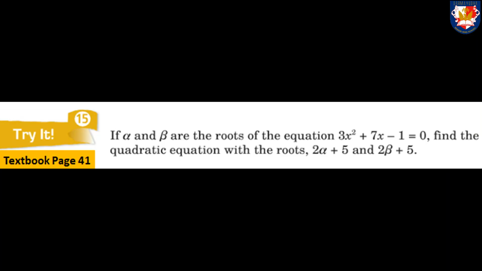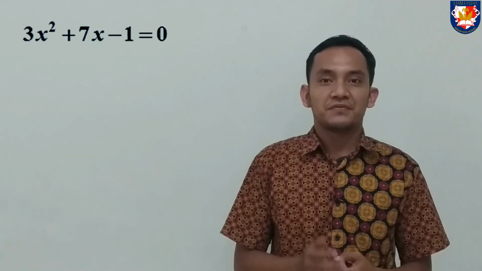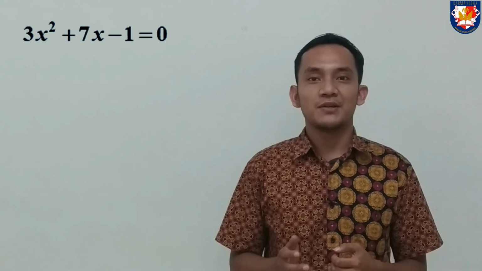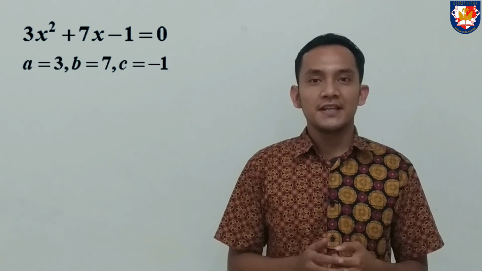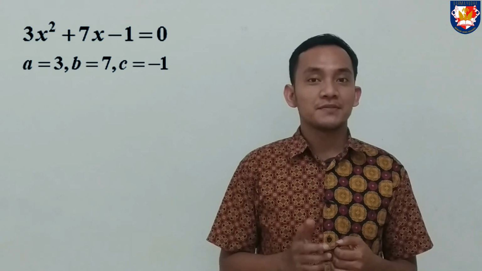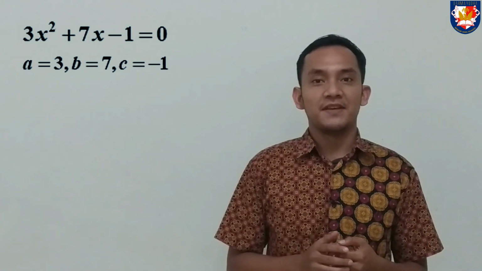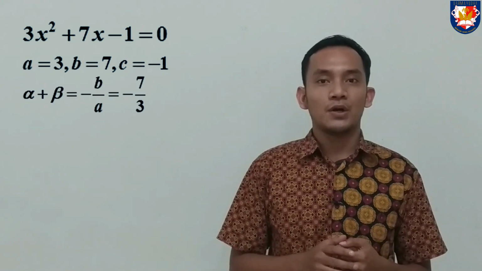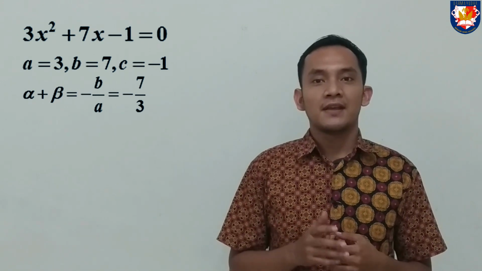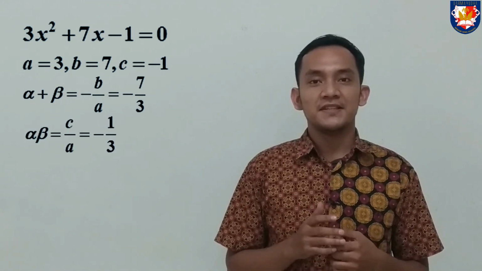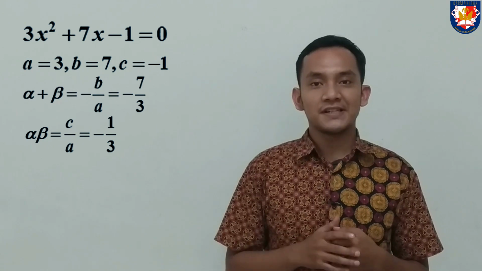Try 15. If alpha and beta are the roots of the equation 3x squared plus 7x minus 1 equals 0, find the quadratic equation with the roots 2 alpha plus 5 and 2 beta plus 5. In the question, we have 3x squared plus 7x minus 1 equals 0. A equals 3, B equals 7, and C equals minus 1. Alpha plus beta will be minus b over a, or minus 7 over 3. Alpha times beta will be c over a, or minus 1 over 3.